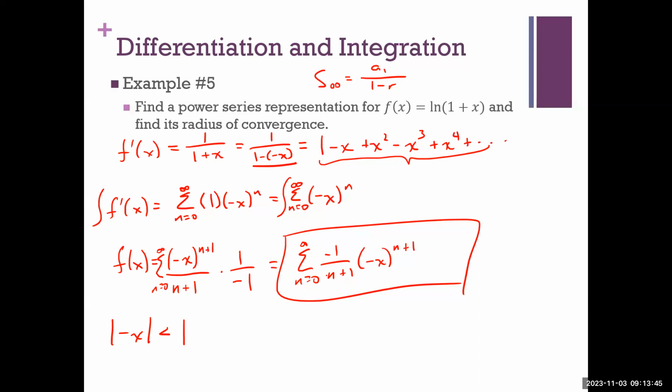So yes, we could set up the ratio test. It would tell us the same thing that we're about to get to. So the absolute value of negative x is less than 1. That's equivalent to the absolute value of x being less than 1. So if you're asked about the radius of convergence, remember that taking a derivative or taking an integral does not change the radius. So if there's something simpler you can look at, then by all means do that. Go ahead.